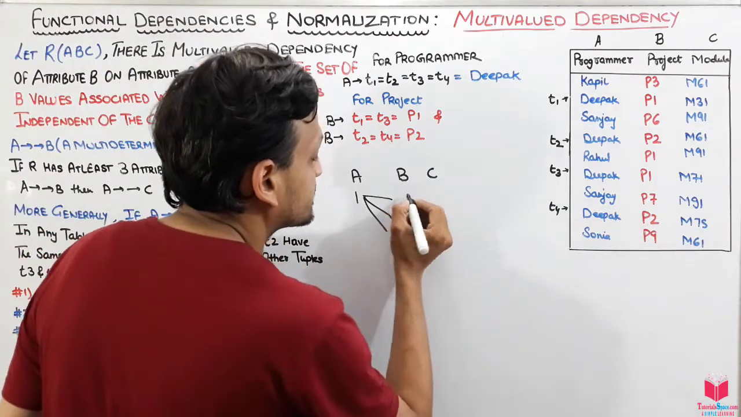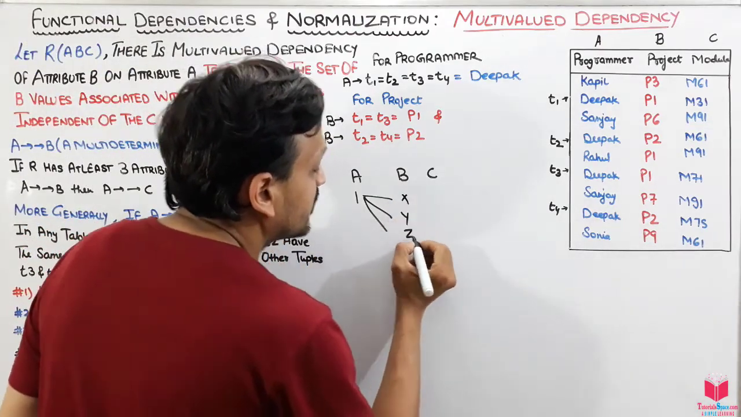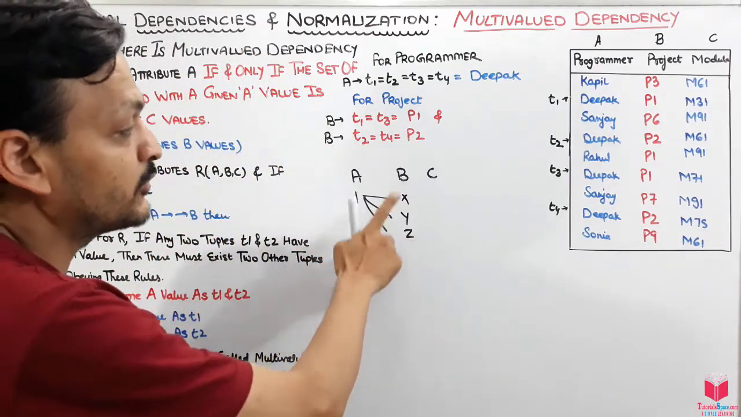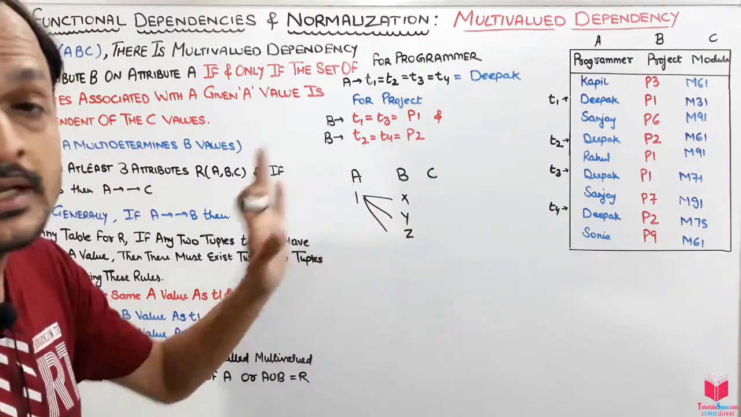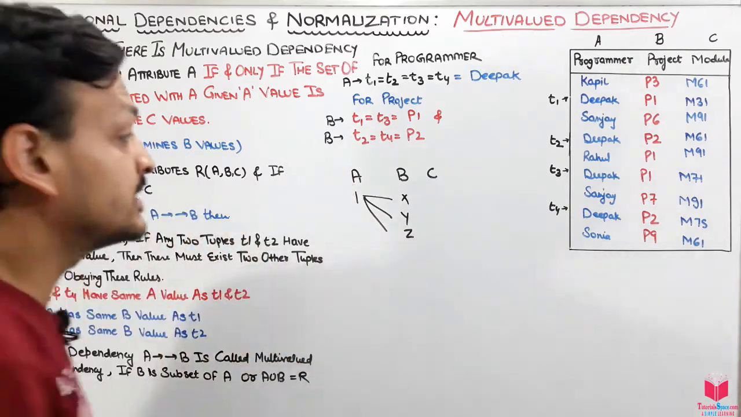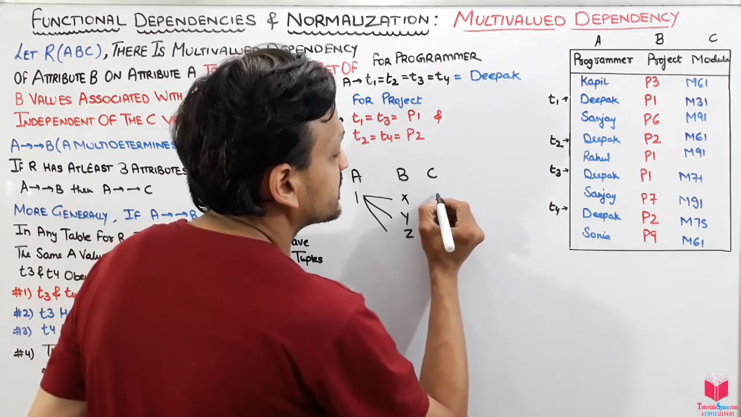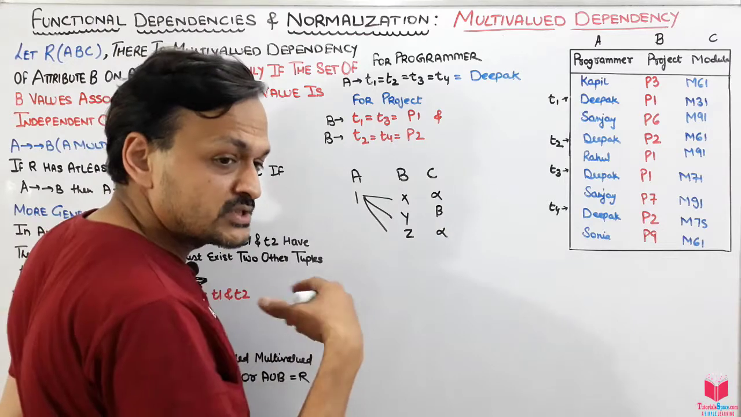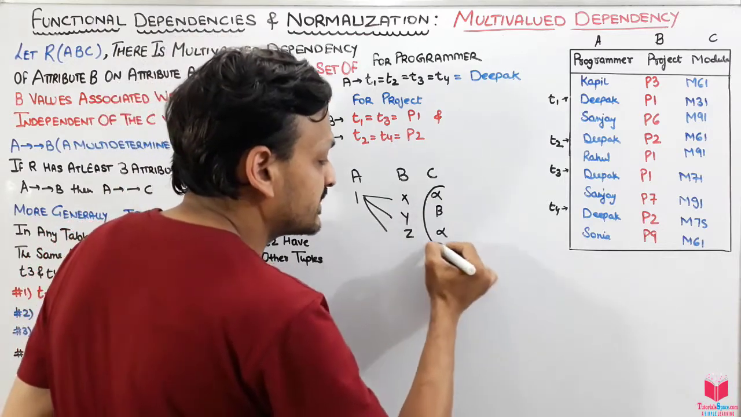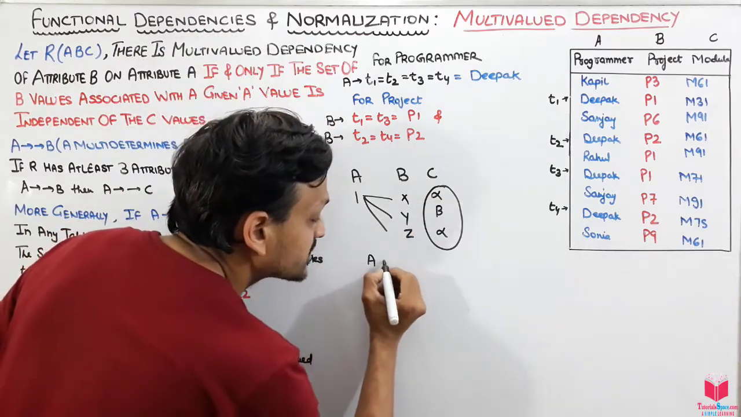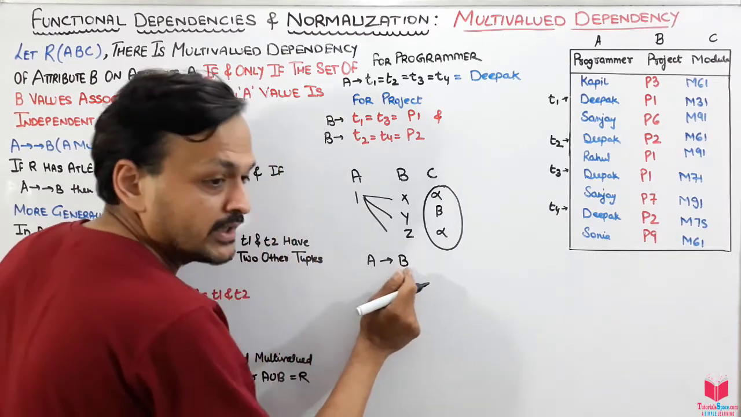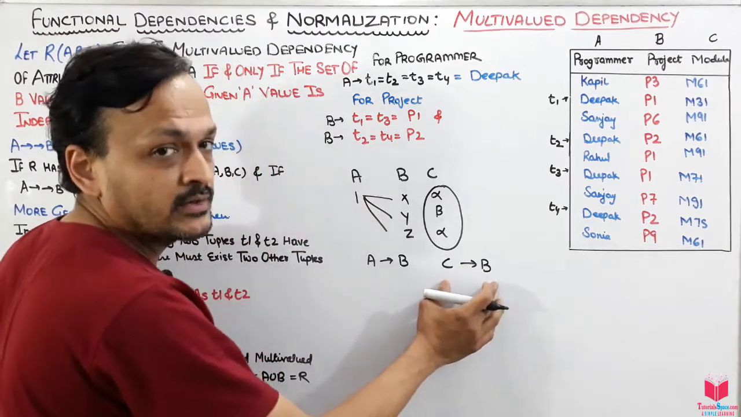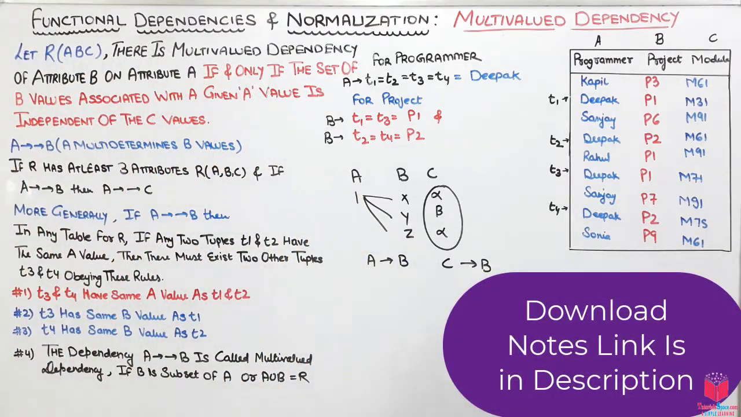Let's take for a given value we have a multi-value. That means for a given single value we have multiple B values, but this B is independent of C. Suppose we consider alpha, beta, gamma. These B values are not associated with the C value. That means I can find A to B, but I will not find C to B. That is independent.